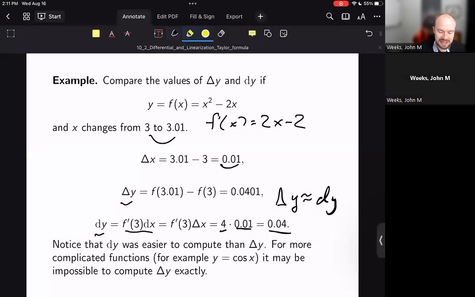Notice that dy was easier to compute than delta y, and indeed, this is when we want to try and use linearizations. For more complicated functions, it might even be impossible to compute delta y exactly. Well, you say, John, I'm just going to use my calculator. But what is your calculator giving you? Your calculator is giving you an approximation.